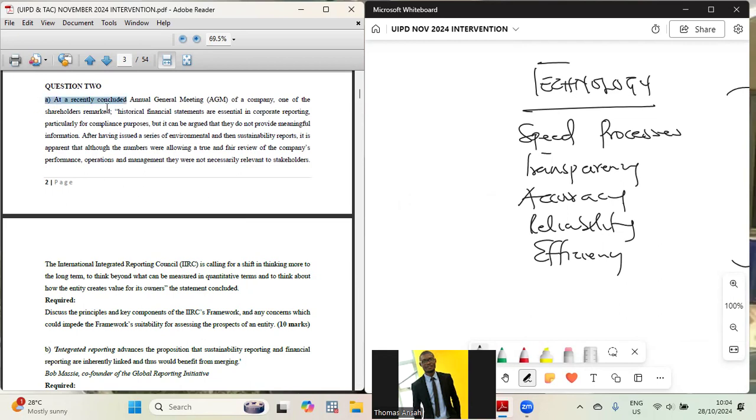So this lengthy statement is there. At a recently concluded AGM meeting of a company, one of the shareholders remarked that historical financial statements are essential for corporate reporting, particularly for compliance purposes, but it can be argued that they do not provide meaningful information. Now, you see what I was talking about. That is where it is gearing towards. Even though it is doing that, it doesn't really give meaningful information. After having issued a series of environmental and sustainability reports, it is apparent that although members were allowing a true and fair review of the company's financial performance, operations, and management.